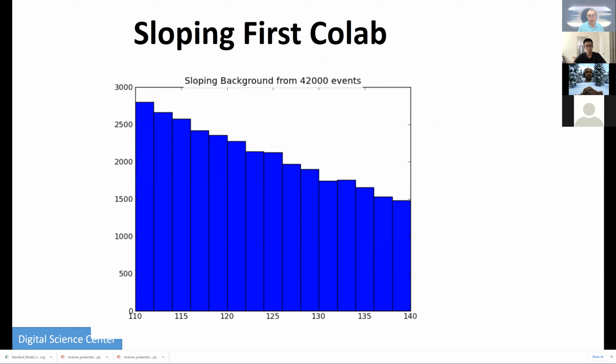If you remember that Atlas experiment, it had a background which sloped. And so the first example on the Colab is generating random events which are distributed in a sloping fashion. I'll come back to that. Maybe I won't have time in this lecture, but there is at the end of these slide decks a discussion of how to generate sloping events.